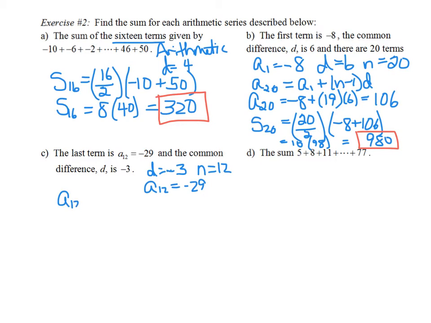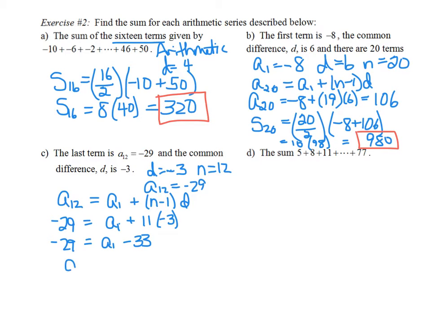So using the same formula for the term of an arithmetic sequence, a12 is equal to a1 plus n minus 1 times d. We know a12, that's negative 29. We don't know a1, so let's leave that in our equation. Since n is 12, n minus 1 is 11, and d is negative 3. So negative 29 is equal to a1 minus 33. So that tells me that a1 must be equal to 4.